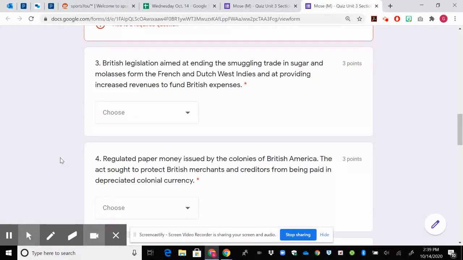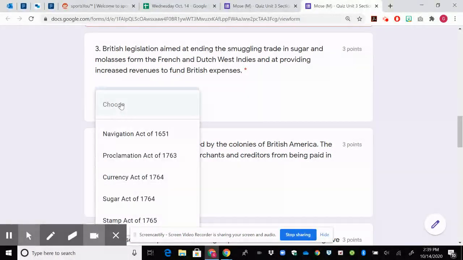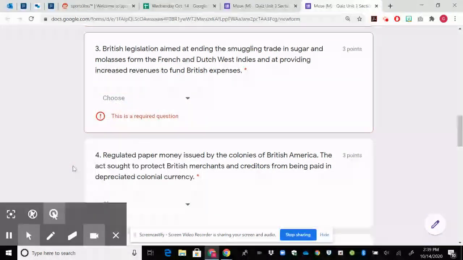Number 3, British legislation aimed at ending the smuggling trade in sugar and molasses from the French and Dutch West Indies, and at providing increased revenues to fund British expenses. And your options here are going to be the Navigation Act, Proclamation Act, Currency Act, Sugar Act, or Stamp Act.